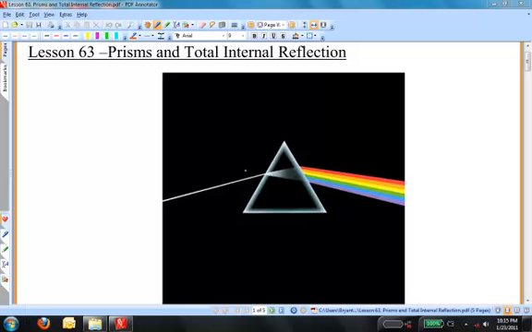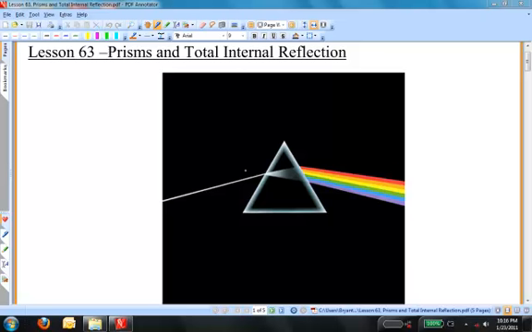This is Lesson 63, and it is entitled Prisms and Total Internal Reflection. Lens aberrations are also included by your authors in this lesson, but we will not take it up because it doesn't appear on the AP exam. However, if you are building precision optical devices such as cameras or telescopes, it's an important topic, and it has to do with dispersion.